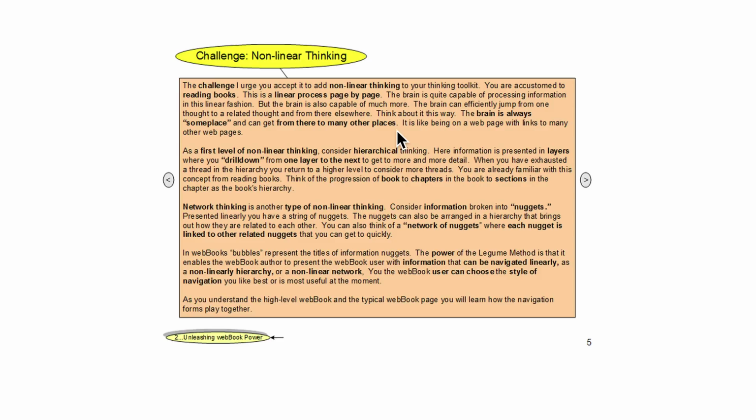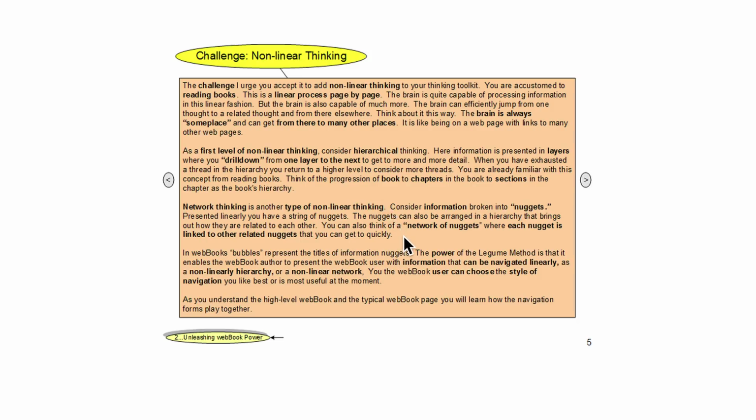The first concept, or the first level of nonlinear thinking, is hierarchical thinking, where you think about information in layers and you drill down from one layer to another. Think of this as in a book, you would think about this as a progression from books to chapters in the book and to sections in the chapter. That would be the book's hierarchy.